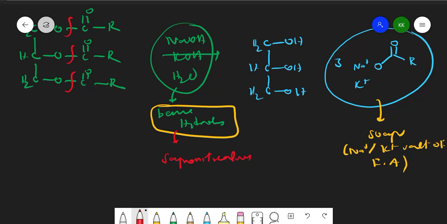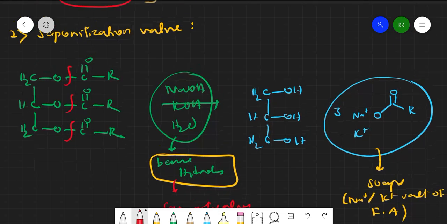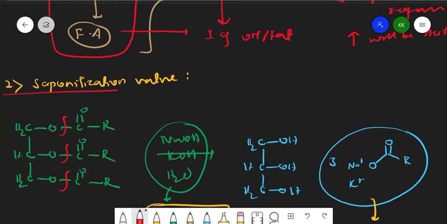This I have told while explaining the chemical property, right? So let us see what is this saponification value. Just note down this definition. So this saponification value is nothing but the number of milligrams of KOH required to neutralize, sorry, here not neutralize, here I have to say saponification. So the saponification value, right?